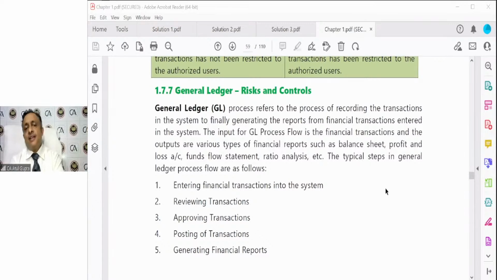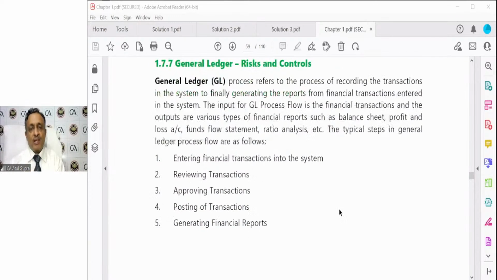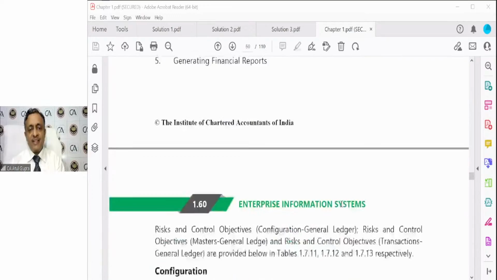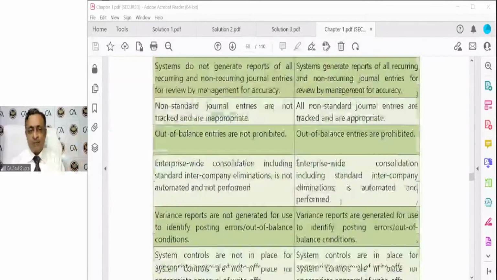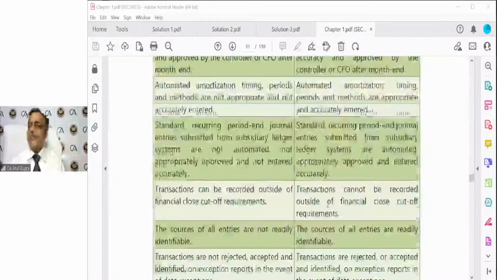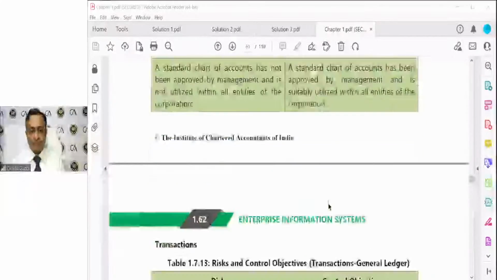So the GL process refers to the process of recording transactions in the system to finally generating the reports. Finally, your trial balance, balance sheet, P&L come from the GL summation. The input for the GL process is financial transactions and the outputs are various reports: balance sheet, P&L and accounts. So that is clear. Then they have given steps of entering the transaction and the risk. The risk I want you to go through. Ask questions if not clear.